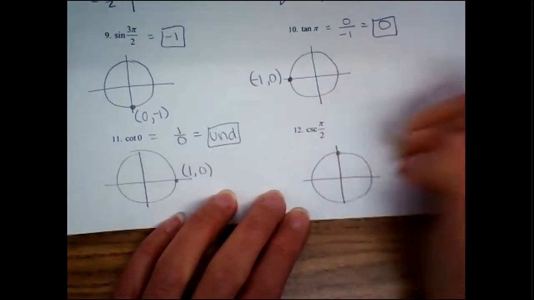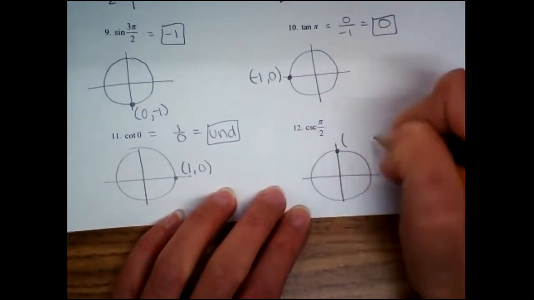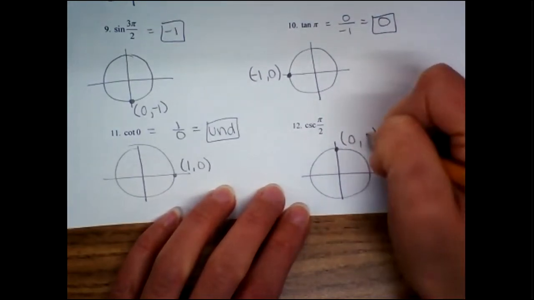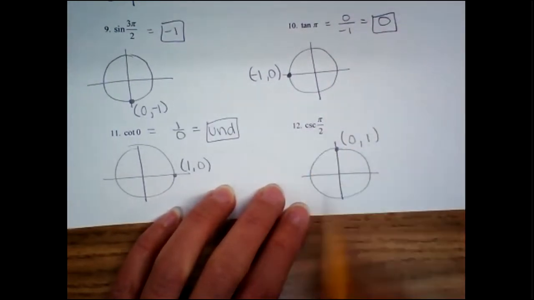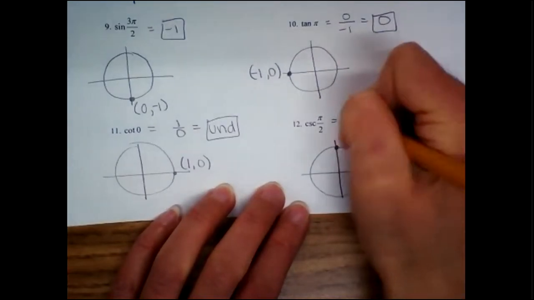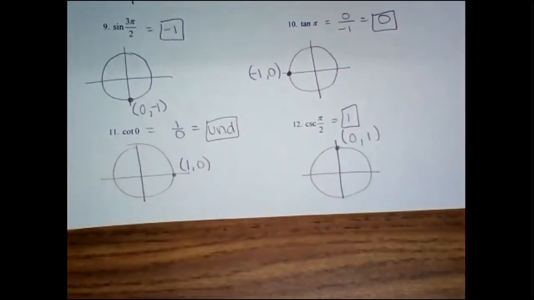Okay. Where is pi/2? At the top. You can just say up, down, left, right, because that's how we'll communicate that. So that point is 0, 1. Cosecant means you're going to flip the y value. That means you would flip 1, which just is 1.